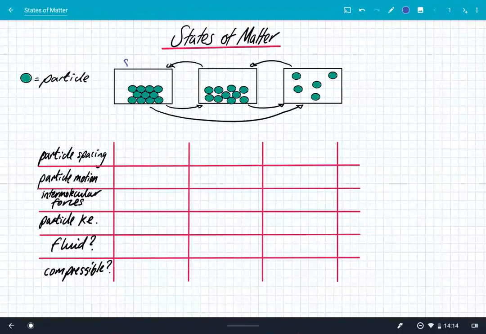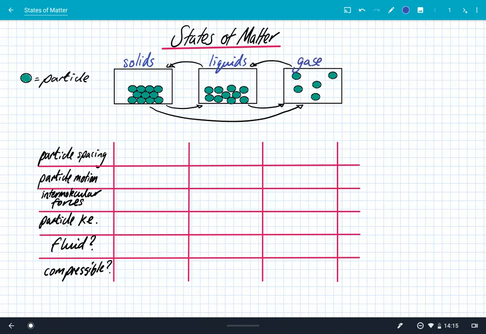So the first one is solids. The second one is known as liquids, and the third state of matter is known as gases. Okay, and we can change between these, and we call those changes the changes of state. So if you take a solid and you turn it into a liquid, that process is known as melting, as I'm sure you're aware of.